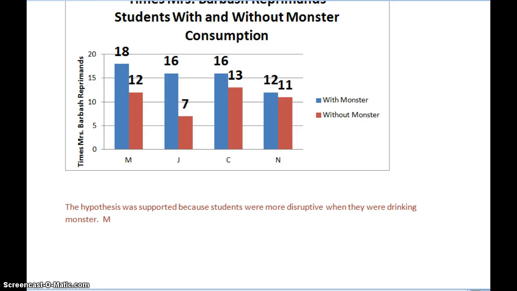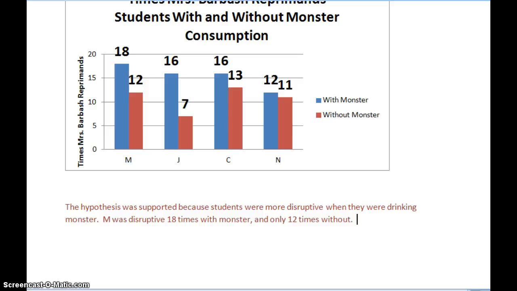So we'll say M was disruptive 18 times with Monster and only 12 times without. See, that right there is a sentence worth 2 points. If I just said that M was disruptive more times with Monster, that's only going to get you 1 of those 2 points. You need to remember to include the actual numbers from the graph. That's the most important thing.